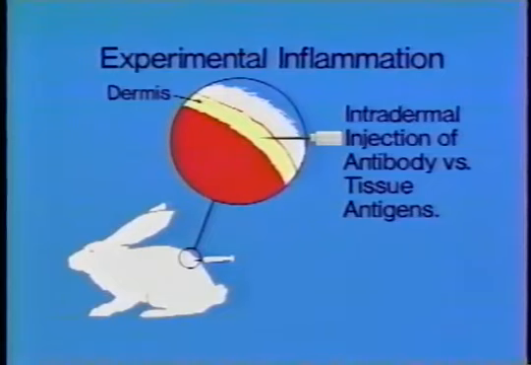Look at an example of experimentally induced inflammation in the skin of a rabbit. Inflammation was produced by injecting a small amount of antibody from a rat previously immunized by rabbit tissue antigens. The antigen-antibody reaction which occurs in the rabbit skin is an immunological form of tissue injury and results in acute inflammation.